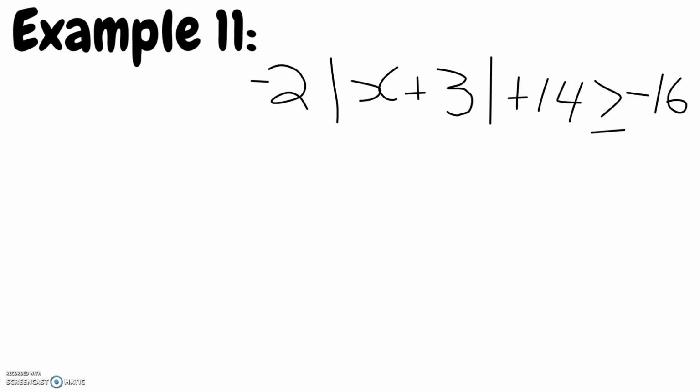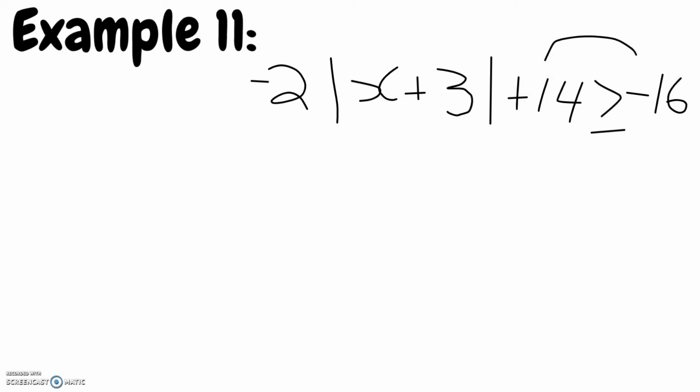Okay, so this inequality is going to be our last example of inequalities involving absolute values. And in this inequality, it says that negative 2 times the absolute value of x plus 3, and then outside of the absolute value plus 14, is greater than or equal to negative 16. The first step we want to take in solving this inequality is to move over the constant that we are adding. In this case, that is 14.